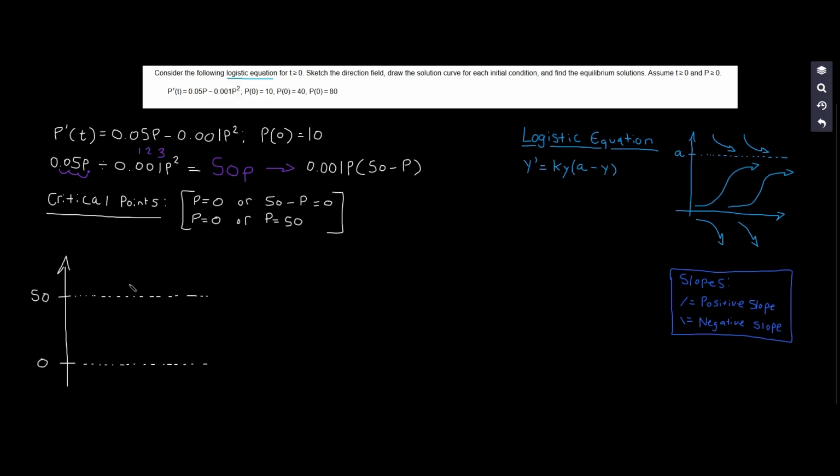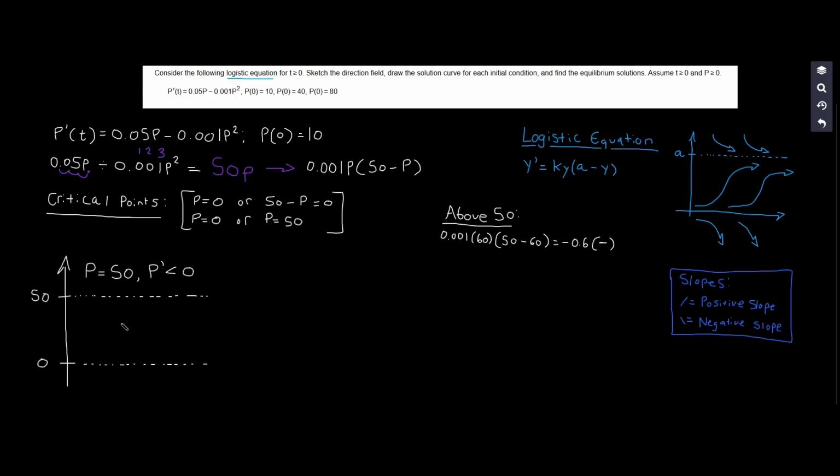Now we want to find what the slopes are going to look like in this sector above 50. In order to do this, we're going to plug any number above 50 into this factored form of our logistic equation. So how about we plug in 60? The answer to this equation is going to be negative 0.6. More importantly, it's going to be negative.